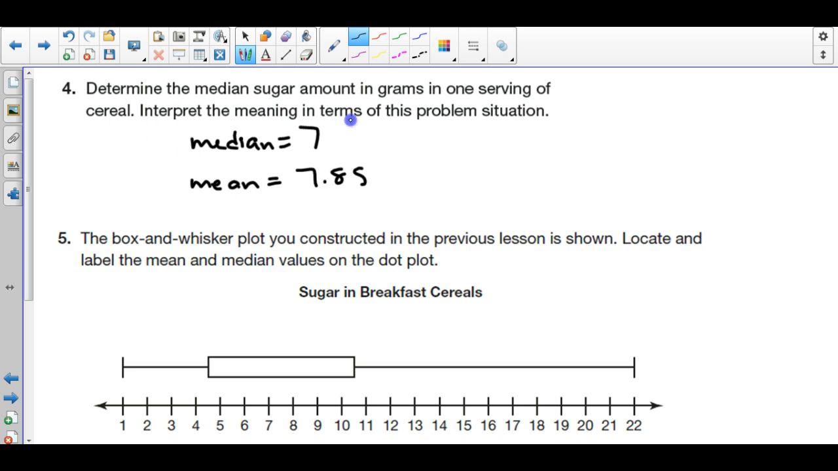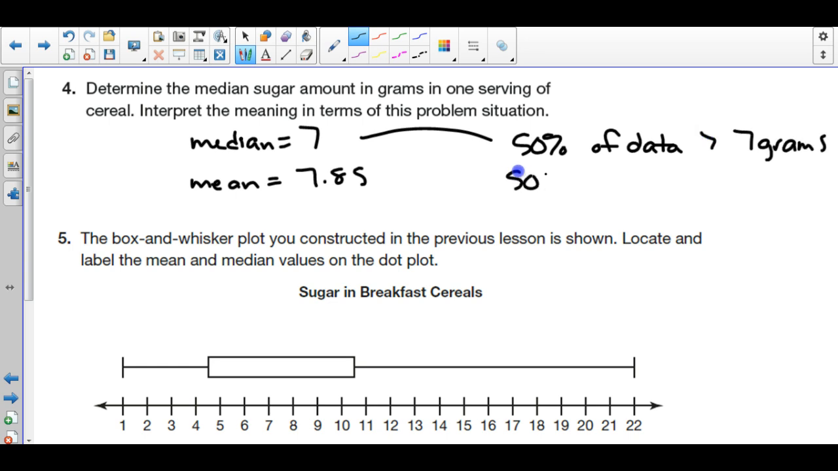It says interpret the median in terms of the problem situation. Again, this is talking about your average grams of sugar. If we're talking about the 7, that means 50% of your data is greater than 7 grams, and 50% of your data is less than 7 grams of sugar. Because what we talked about in the box and whisker plot is wherever that median is, half your data was on one side and half of your data was on the other side of it. And that's what made up from Q1 to Q3 is another 50% chunk. There are a lot of different percentages from box and whisker plots.